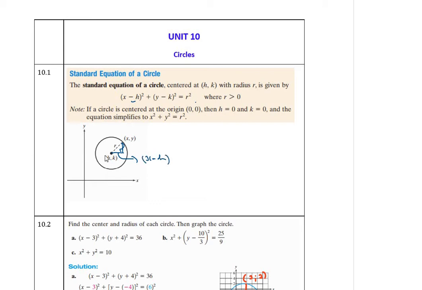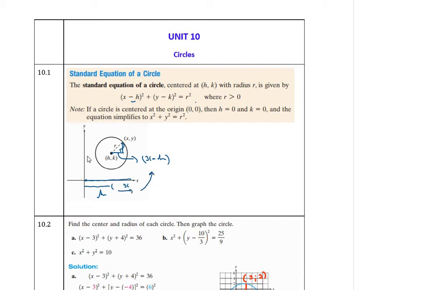Because from here to here will be the x, and from here to here will be the h. I mean, the x is all the way to here, the h is all the way there. So from here to here will be x, from here to here will be h. Therefore, the difference there will be x minus h.